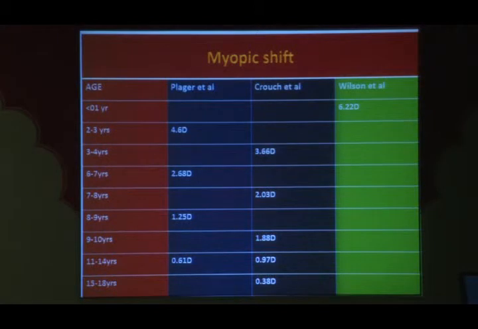Similarly, Plager et al., in infants who were operated between 2 to 3 years, found a myopic shift over the next 10 years of about 4.6 diopters. And similarly, the greater the age at which the surgery is done, the less is the myopic shift subsequently.